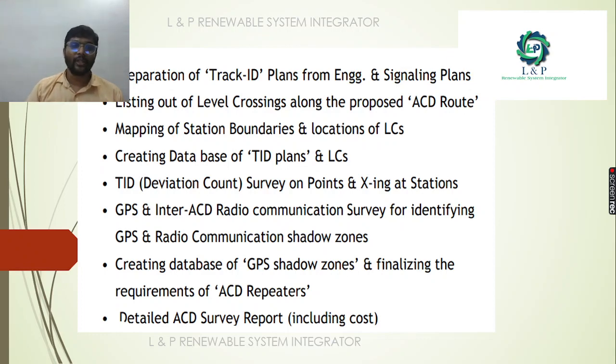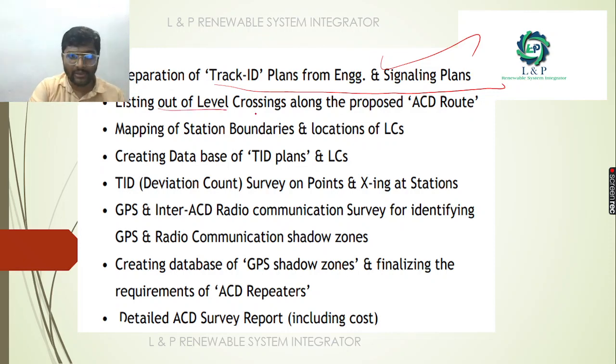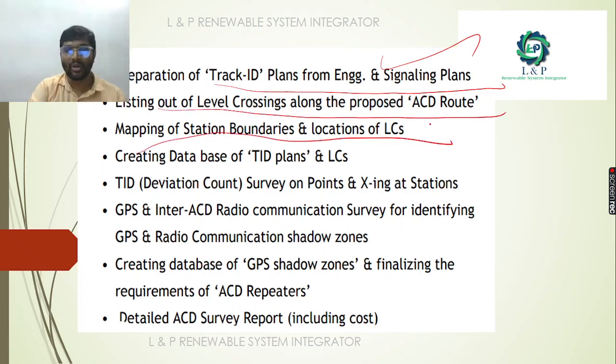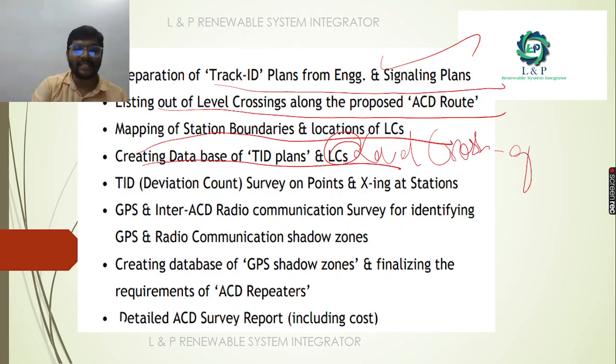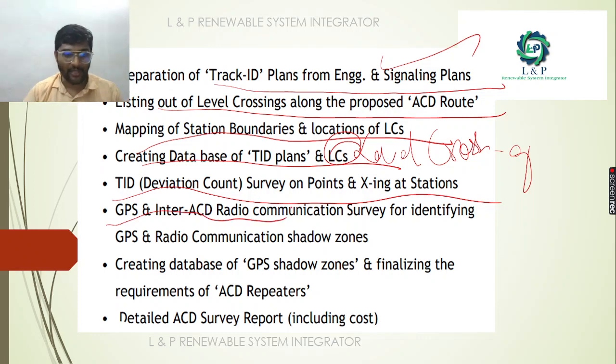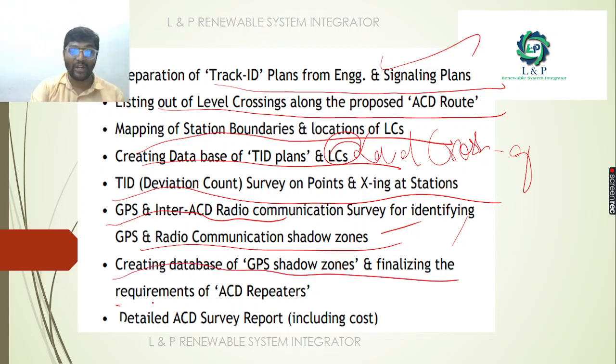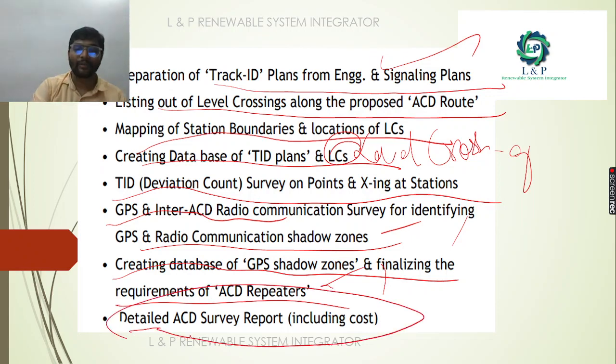Next, we need to prepare the track ID platform and engineering signal plans. We need to list out the level crossings. We need to map the station boundaries. We need to create a database of TID plans and LCs, where LCs refers to the level crossings. And in this TID survey on points, we need to do GPS and inter-ACD radio communication and GPS radio communication shadow lines. We need to create the database, finalize the requirement of the anti-collision device repeaters, and make a detailed survey report, including the cost of these ACDs.